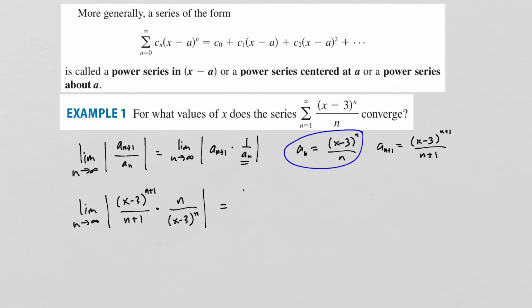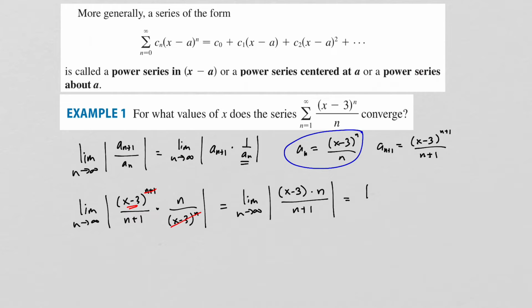Now what we can do is simplify here. So let's notice that you have n plus 1 factors of x minus 3 here, and you have n factors of x minus 3 down below. So these n factors will cancel out all of these except for just one factor. So we will have x minus 3, and then times n divided by n plus 1.